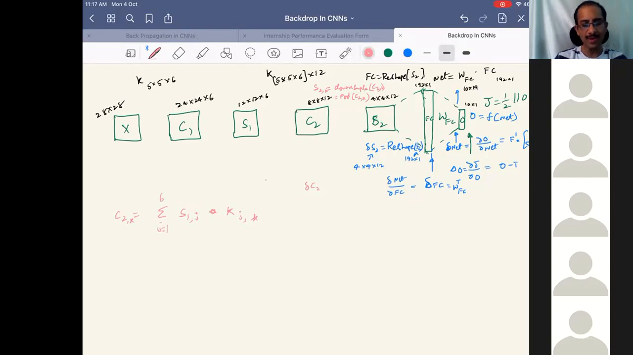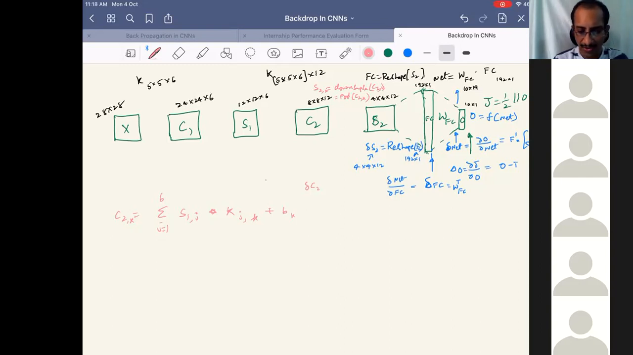Assume that there is no activation map here for simplicity. If there is an activation map, that will also come into the picture. Plus a bias also will be there usually. Okay, bias is with what? Bias of kth map. So this is usually the case.